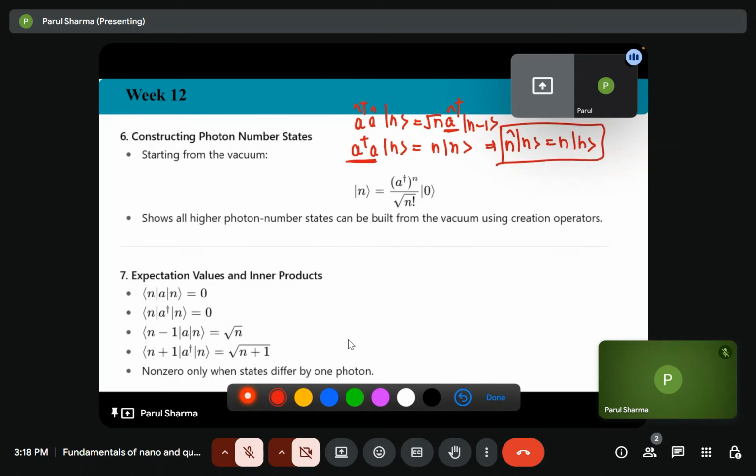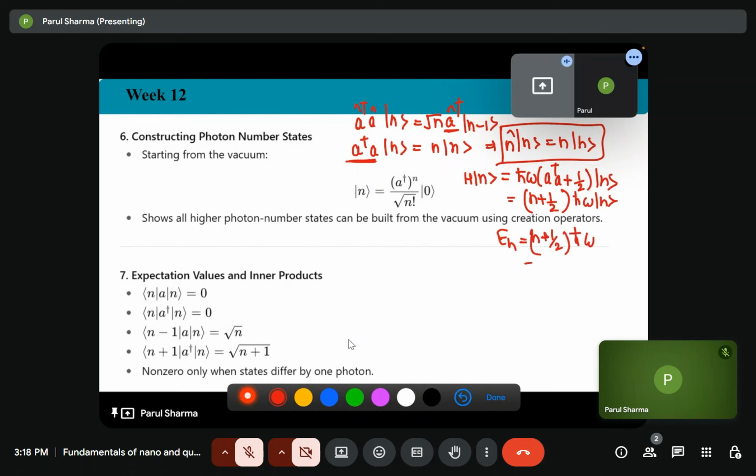So now if the Hamiltonian will act on n number state, what will it give? H cross omega, A dagger A plus 1 by 2, applied on n. It will give us n plus 1 by 2 H cross omega n. It means En is n plus 1 by 2 H cross omega.